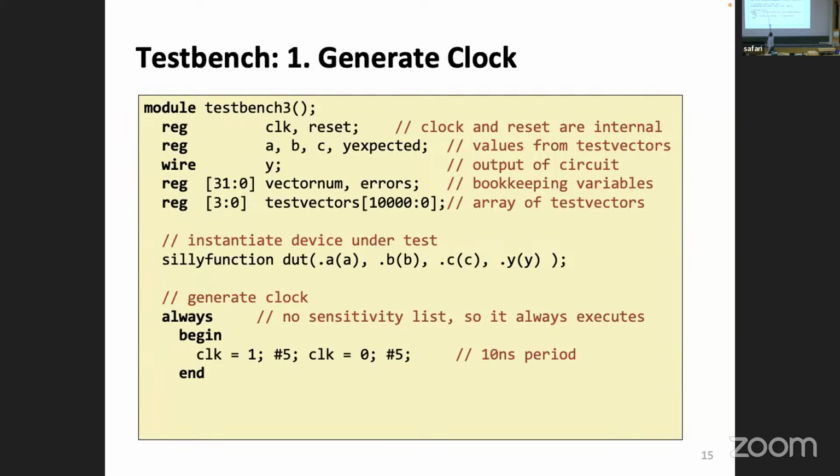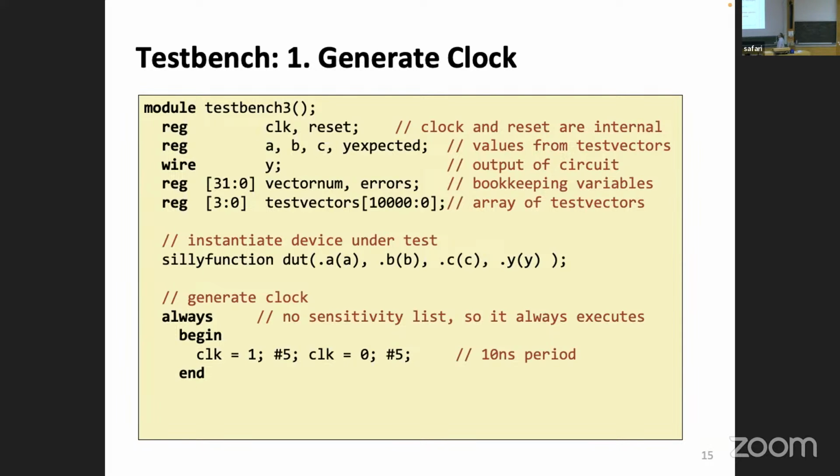And then I have something which looks very strange. I have a 4-bit value, which is called test vectors, which is an array of 10,001. This is an array, 4 bits wide, and has 10,000 elements. Okay, it's doable. We didn't see it until now. There was not much use for it when we were defining hardware. Here it will become very handy. Now, instantiate the device under test that we already know. So this is this part. We have our device under test.